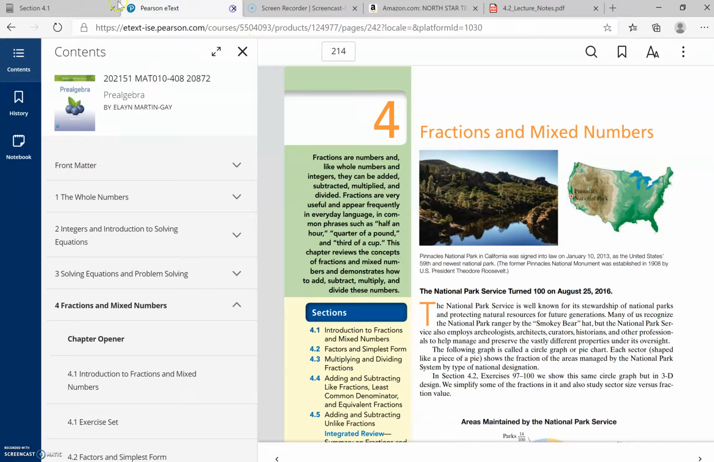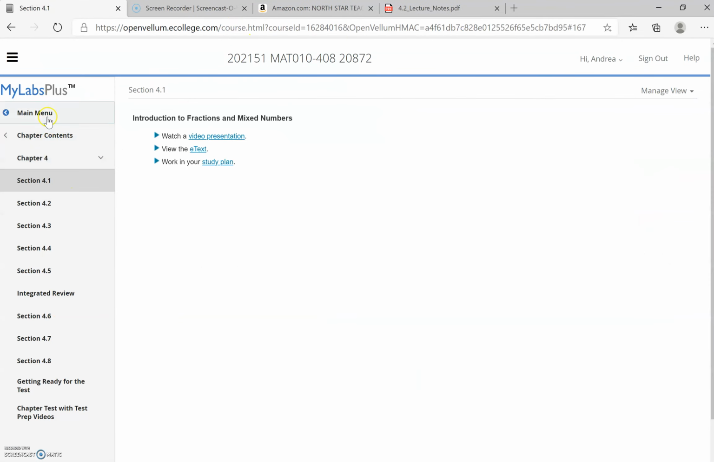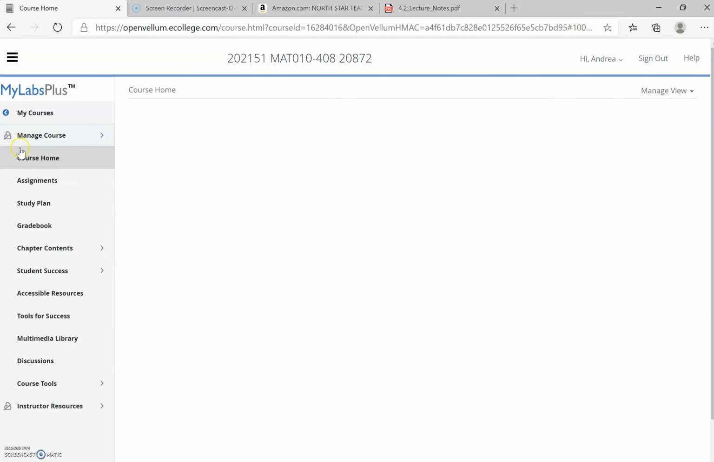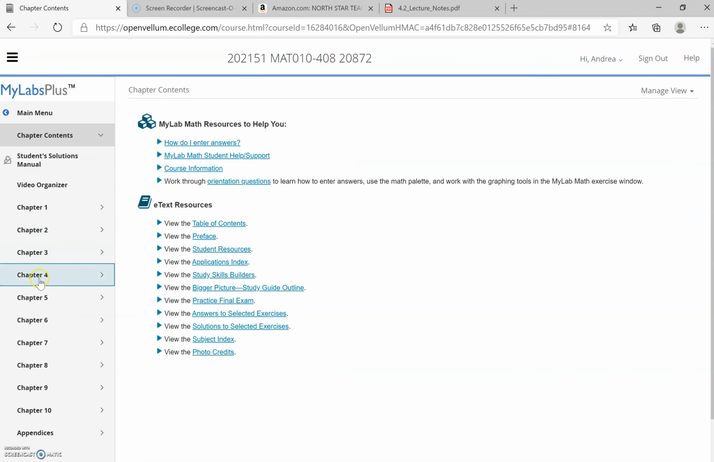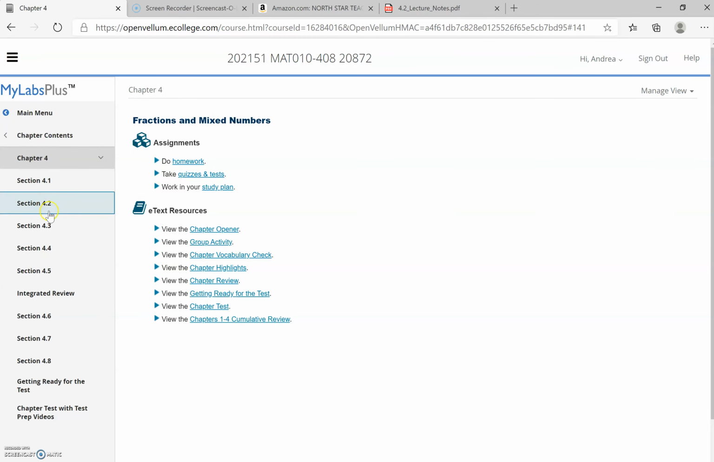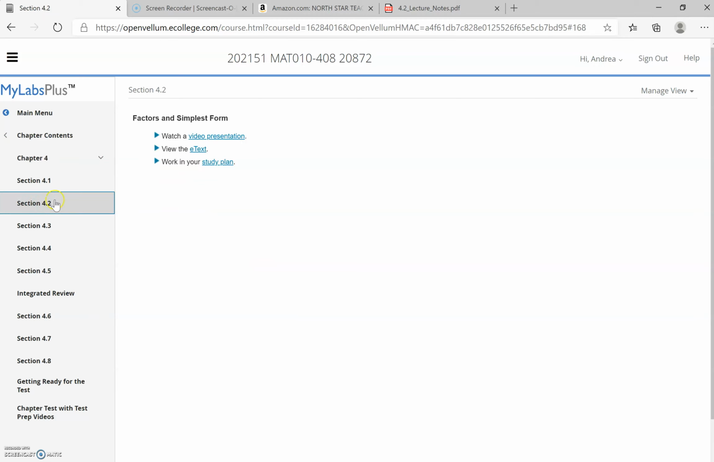So how to get into this: when you're in your homework and on your main menu, if you go below, usually you're going to the assignment link, but if you go down here to the chapter contents and click on chapter 4, and then go directly into section 4.2, you can see there are video presentations, there's a means of studying, but the e-text right here will take you into your actual textbook for this section.